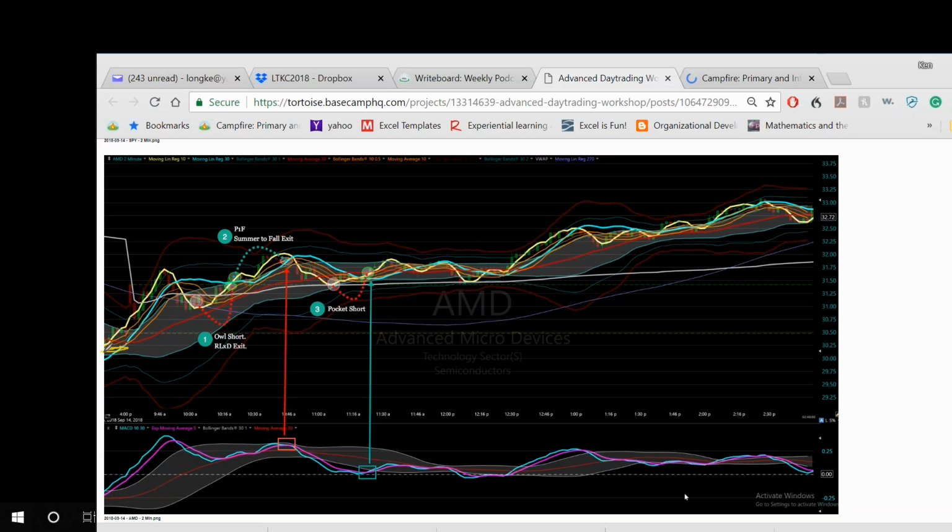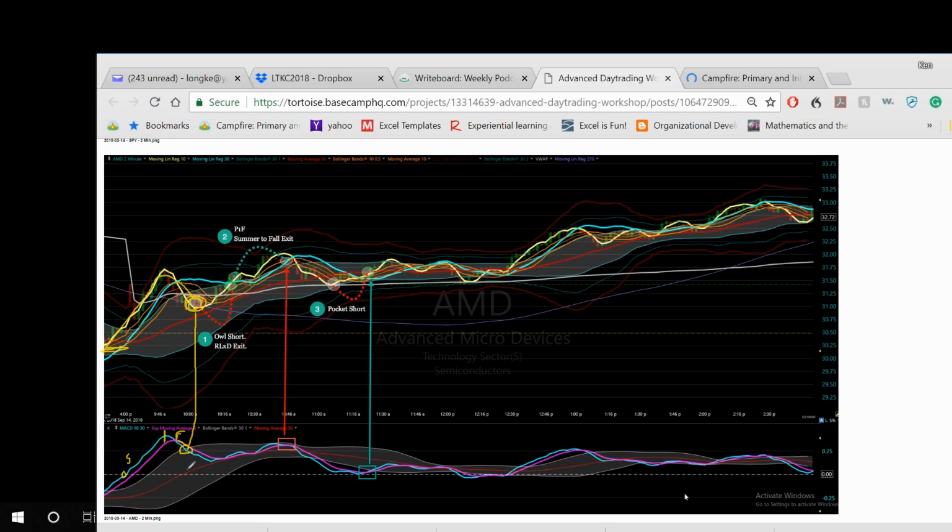So we got an entry here, rolls up. Is this an owl short? Yeah, I suppose that's an owl short. You notice it just went into the fall. Here's where the summer goes from here to here, and now it's in the fall.